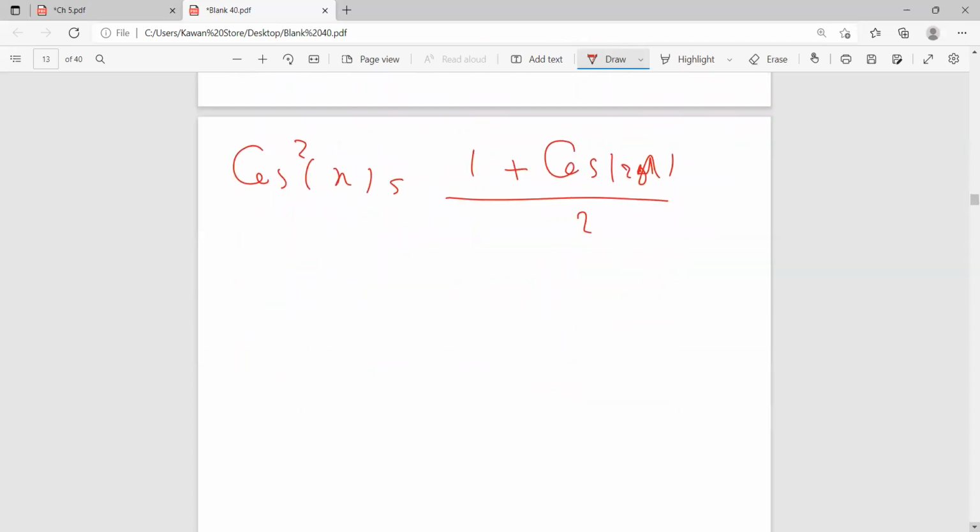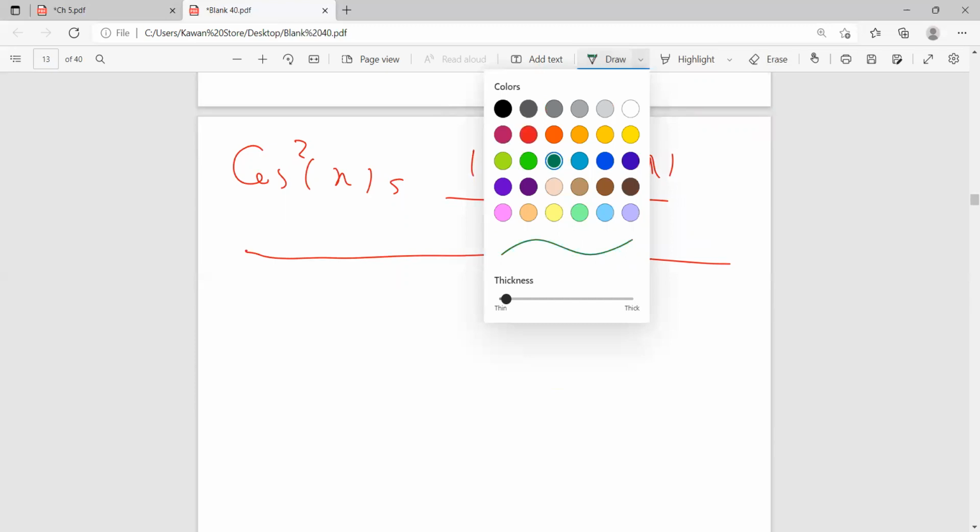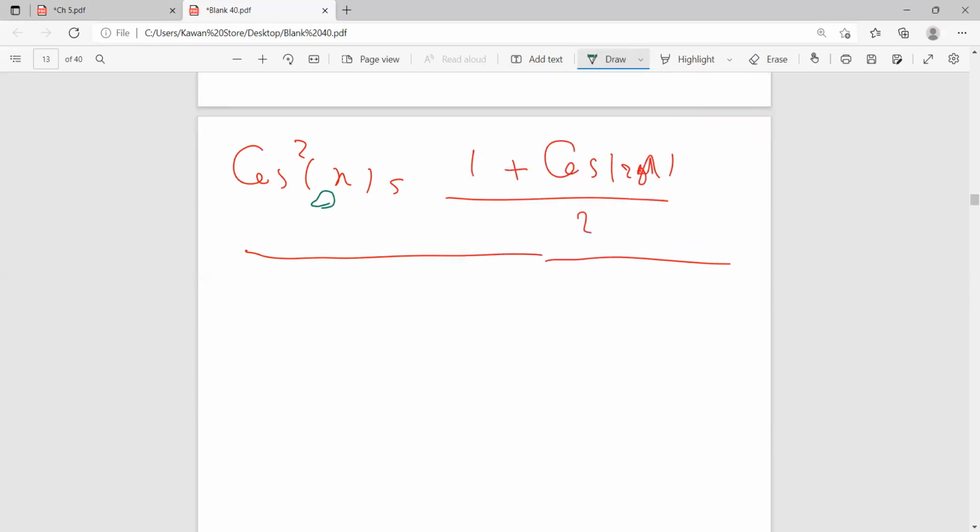We call those identities. The name of this identity is the half angle. What do you mean by half angle? Why do you say half angle? Look here. If you have 1, we have 2 here. So here is half over here, right?